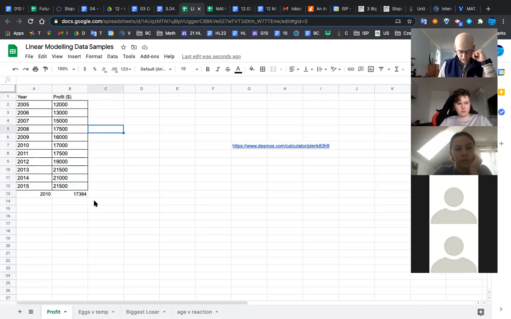So I know my slope is 1083.3, and my x bar, y bar is 2010, comma 17364. So now that we have a slope and a point, we have the tools to find the equation of the line.